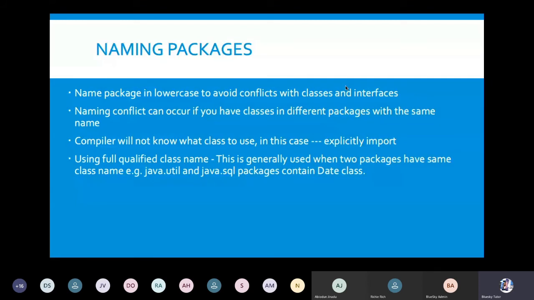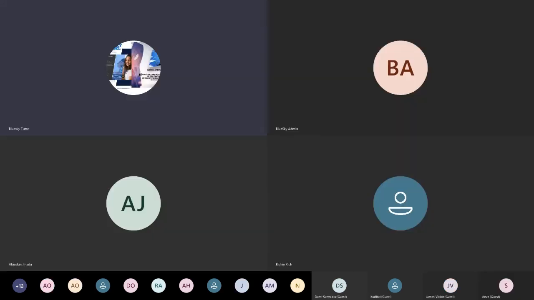And naming conflicts can occur if you have classes in different packages with the same name. If you don't import it correctly, the compiler will not know which class to use. So in this case, you need to explicitly import. For example, if I have two first class, one in my first package and one in my second package, I need to explicitly state which one I'm using. So the compiler would know which one should be correctly imported.